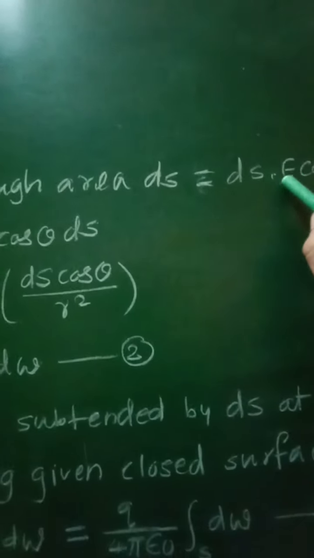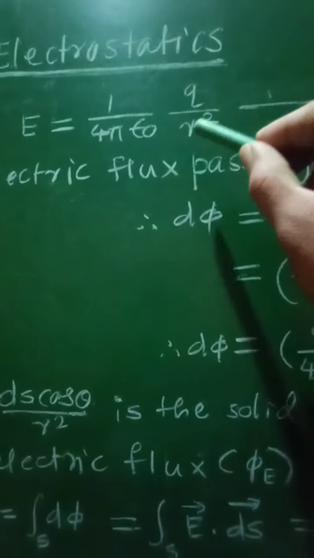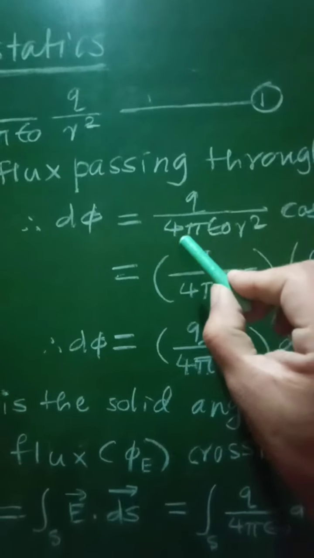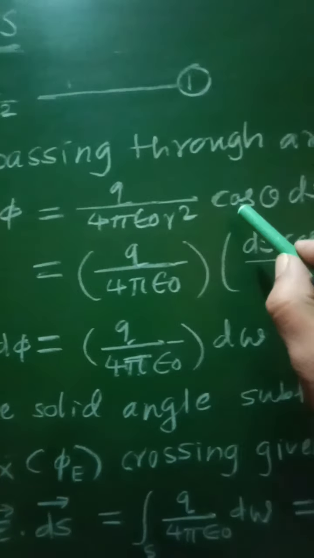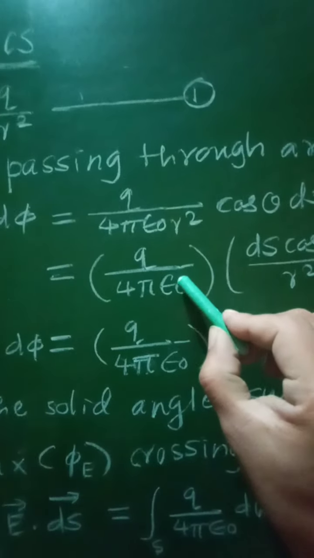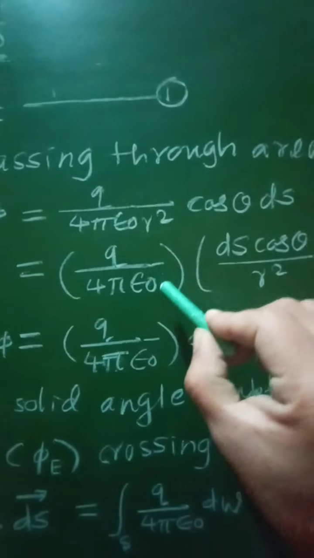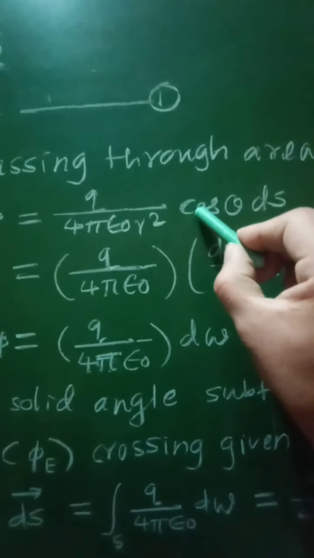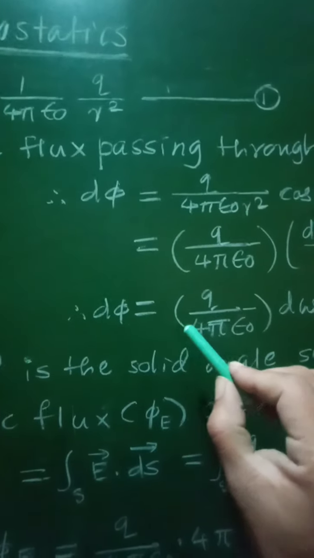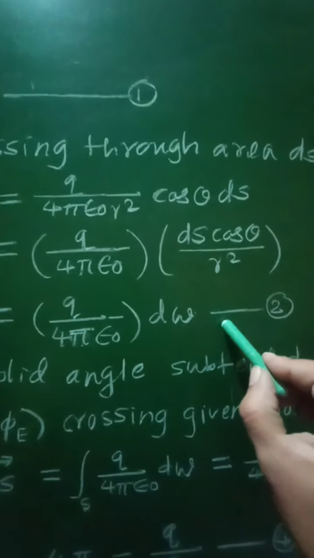But value of E is given by equation 1, that is 1 upon 4 pi epsilon 0 Q by R square, and therefore d phi will be equal to Q upon 4 pi epsilon 0 R square into cos theta ds. It will be written as Q upon 4 pi epsilon 0 into ds cos theta upon R square. Therefore d phi will be equal to Q upon 4 pi epsilon 0 into d omega, equation number 2.